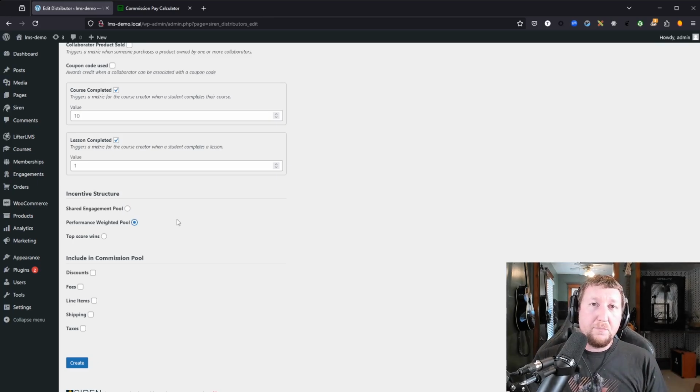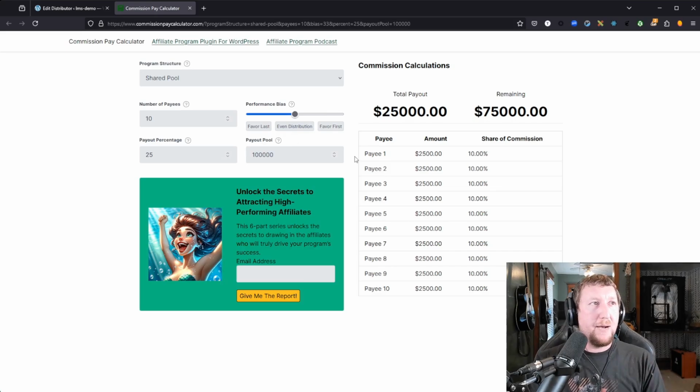The performance weighted pool allows us to make use of that bias. What's happening behind the scenes with the performance weighted pool is it takes the total value of all of the points from every single solitary collaborator in this distributor, right? It takes the total value of all of their total points at the end of the month. And from there, it takes the percentage of each collaborator's point value relative to that total value.